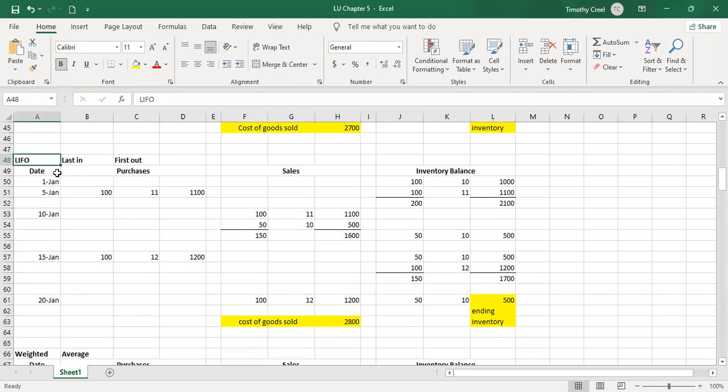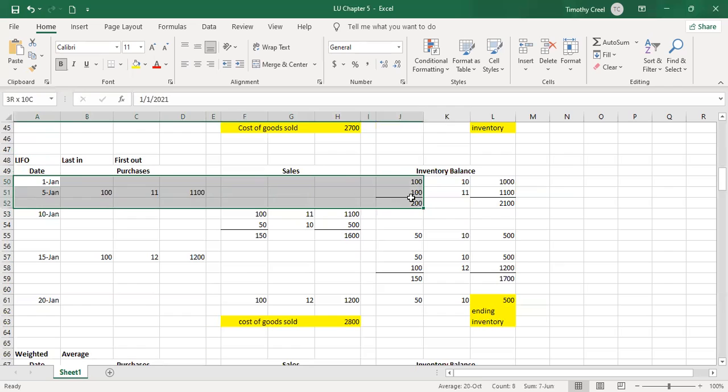Now, so that's one method, FIFO. Let's look at the next one, LIFO. LIFO is just the opposite of FIFO. LIFO is last in, first out. And what LIFO does is it's going to take sales out of the newest items and work its way backwards. So LIFO, last in, first out, basically sales come out of the newest items to come in and they work their way backwards. So let's go ahead and look at this.